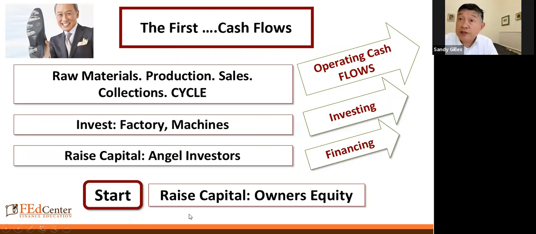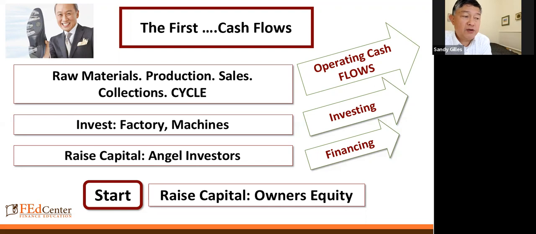All right. Now, the first cash flows are at the bottom. You raise capital and put up your owner's equity. And then you need additional capital. You might need to speak with angel investors who are kinder and they're willing to help you succeed. And that's why they're angel investors. They don't need a return of their money right away. They're willing to give you every opportunity to prosper.